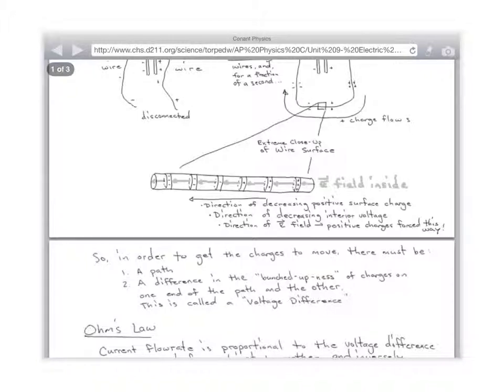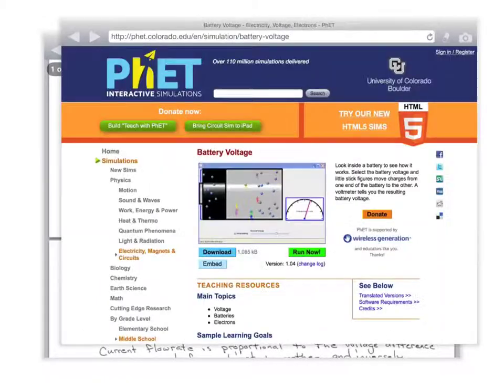Now, one of the ways I like to think of voltage is how bunched up the charges are. How bunched up the charges are. Did I show you the battery voltage simulation, what happens inside a battery? We've got to show you that.